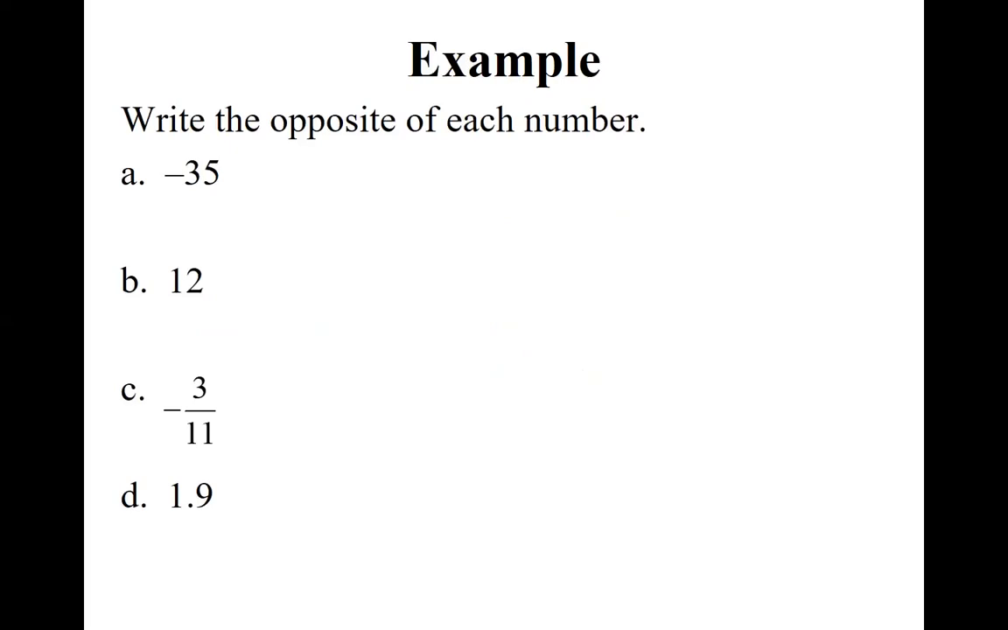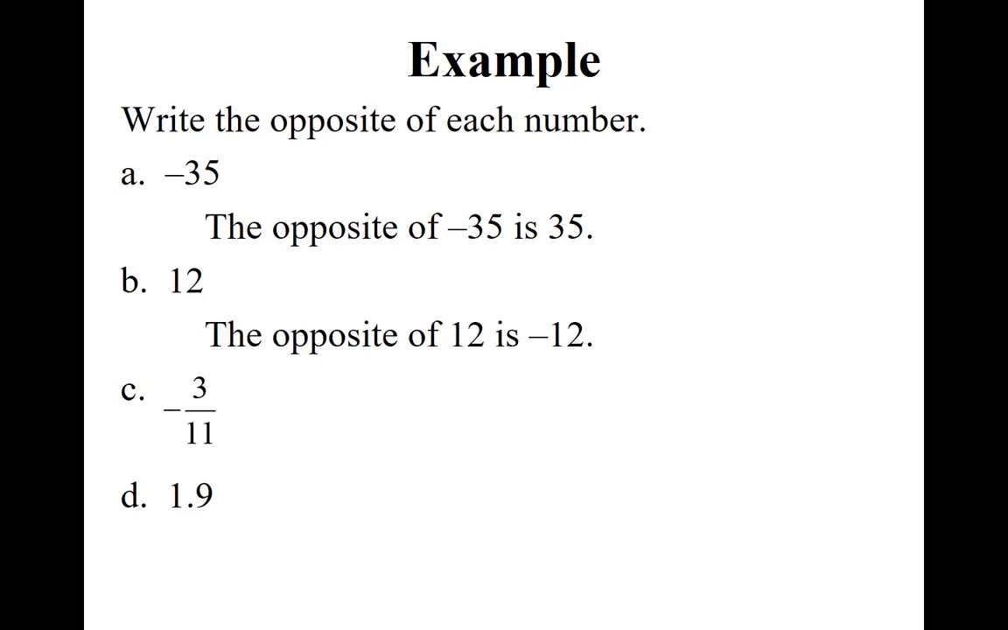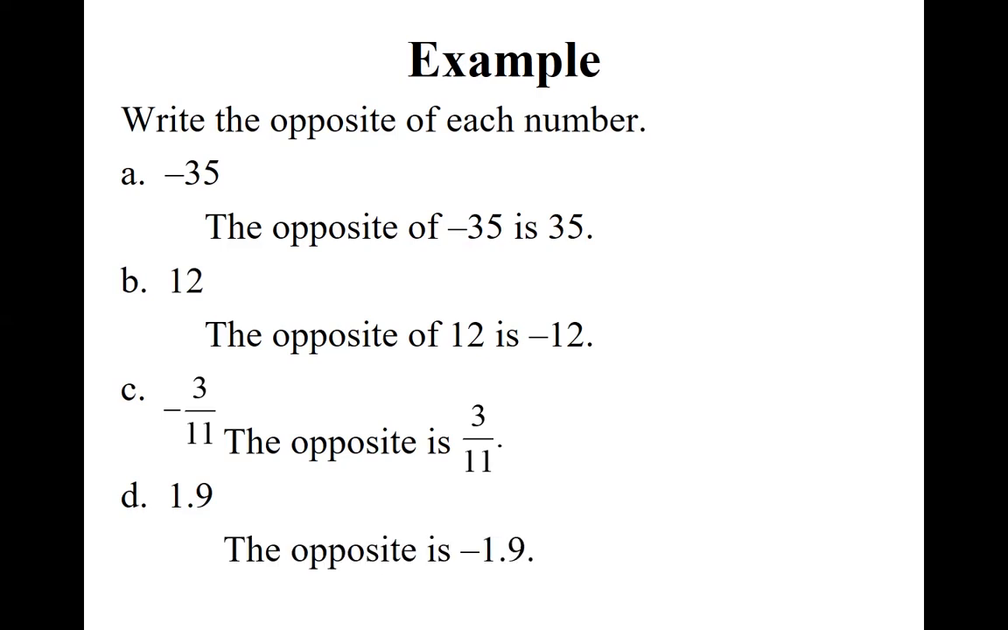So what's the opposite of negative 35? Positive 35. What's the opposite of positive 12? Negative 12. What's the opposite of negative 3/11? Positive 3/11. What's the opposite of positive 1.9? Negative 1.9.